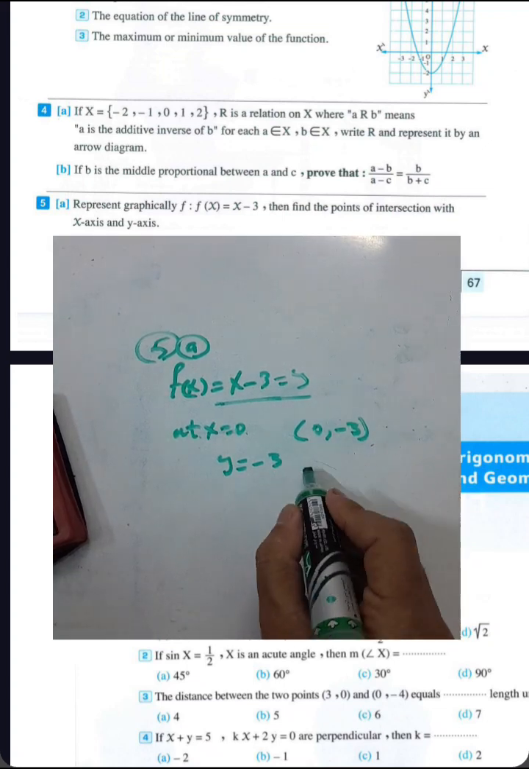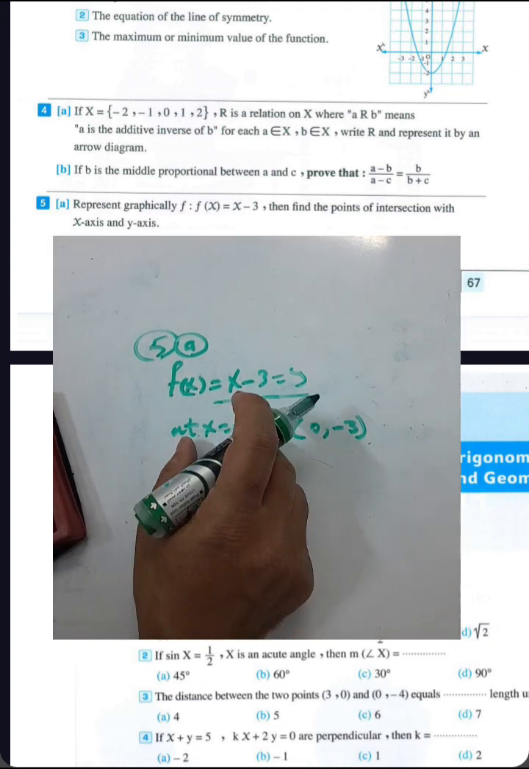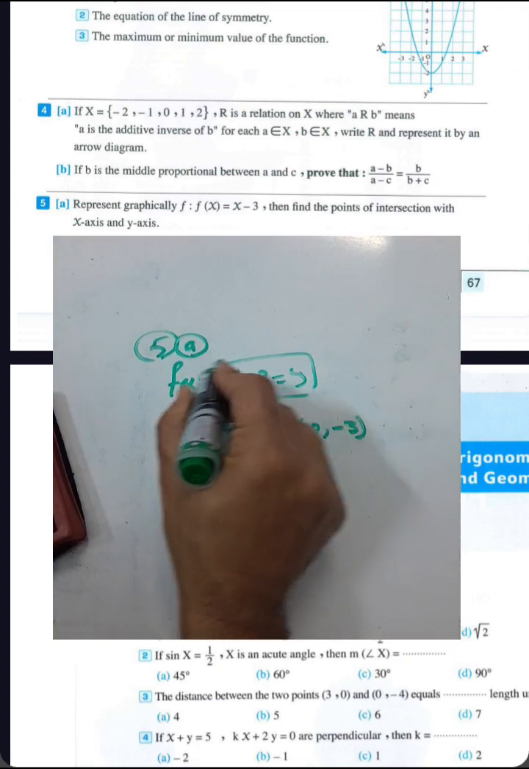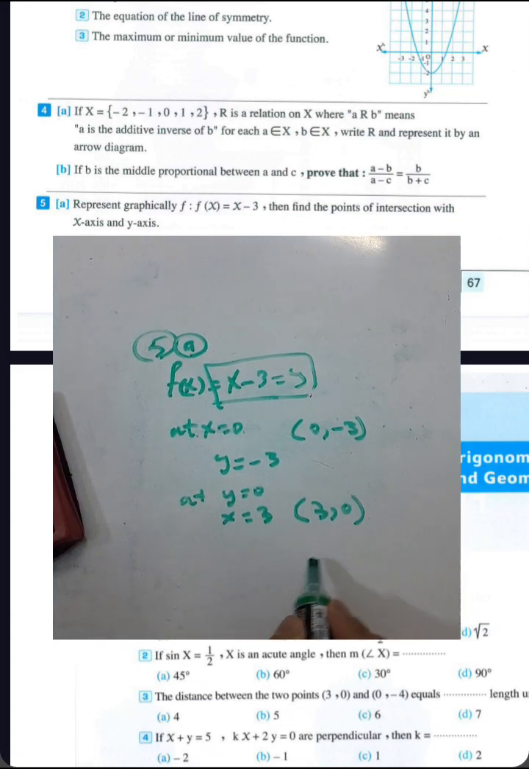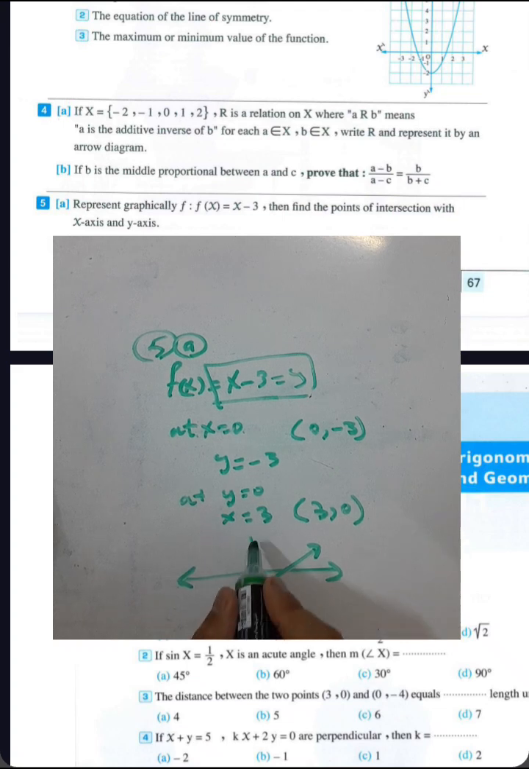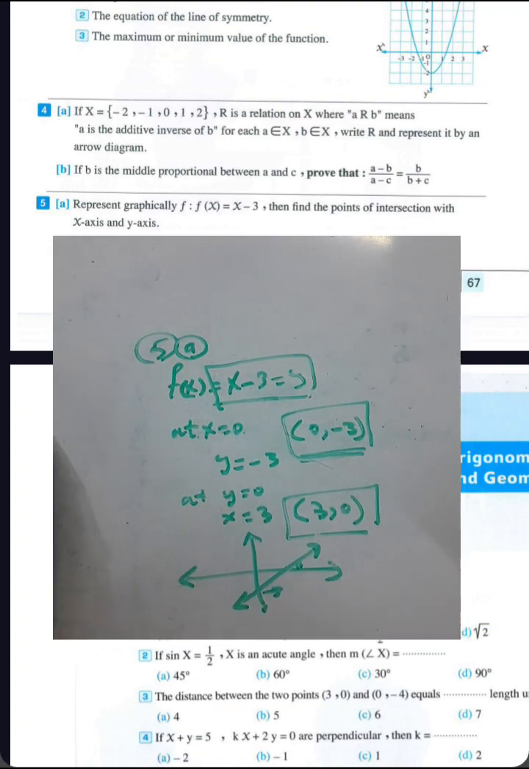This point is the intersection with what? With the y-axis. Intersection with the y-axis, put x equals 0, at the point 0 and negative 3. And then at y equals 0 in this function, put y equals 0, then x equals 3. Then we have point 3 and 0. Then if we draw this straight line, we have 2 points here, at y equals negative 3 and x equals 3. This function is increasing, the slope is positive and it makes a positive angle with the x-axis. Okay, then we have 2 points 0 and negative 3 and 3 and 0.